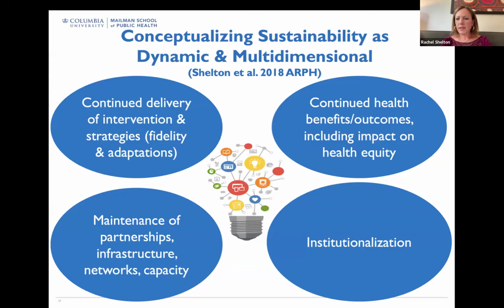It's also about the continued health benefits or outcomes or behavior change that we see. If it was a program that originally was focused on diabetes screening, do we see that same level of benefit over time, after 1 year of delivery versus 5 years? What are the partnerships that were in place initially that were essential to launch this program and its implementation? And have they been maintained in terms of networks, partnerships, or infrastructure?